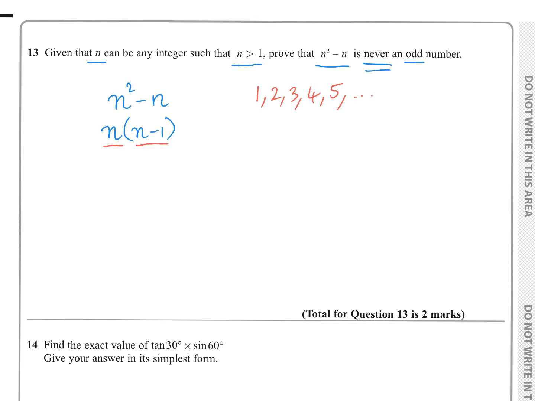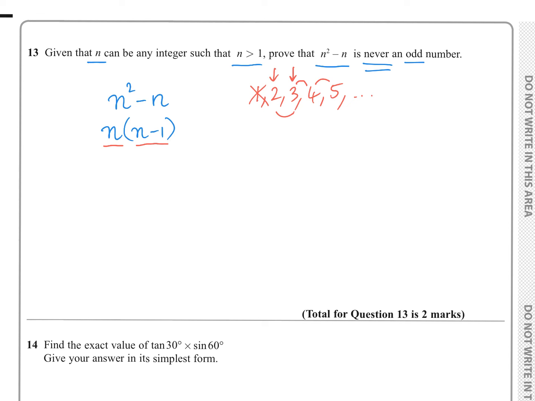Now n's got to be greater than 1. So if we look at, say, n being 3, n minus 1 would be 2, and 2 times 3 is 6, which is even. In fact, if you look at all of these consecutive numbers, 3 4s are 12, 4 5s are 20, they're all going to be even, never an odd.